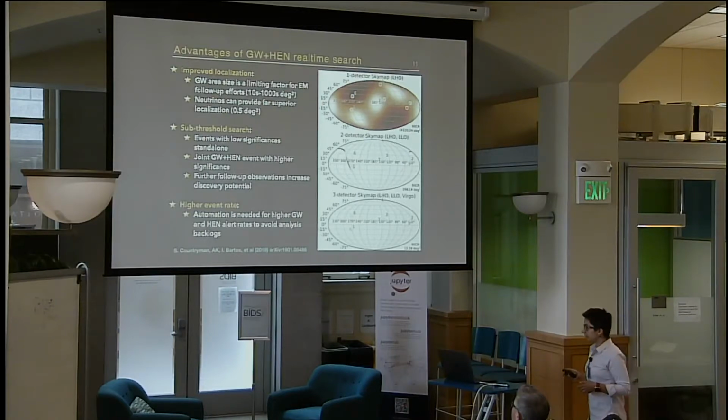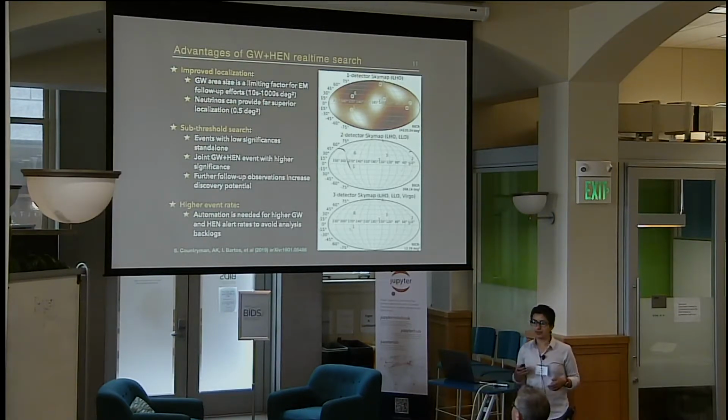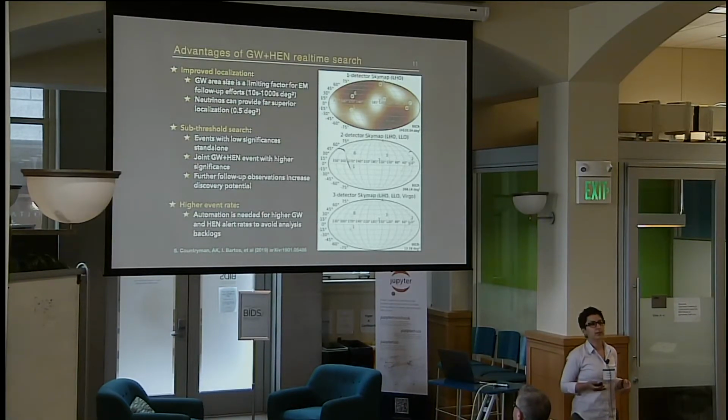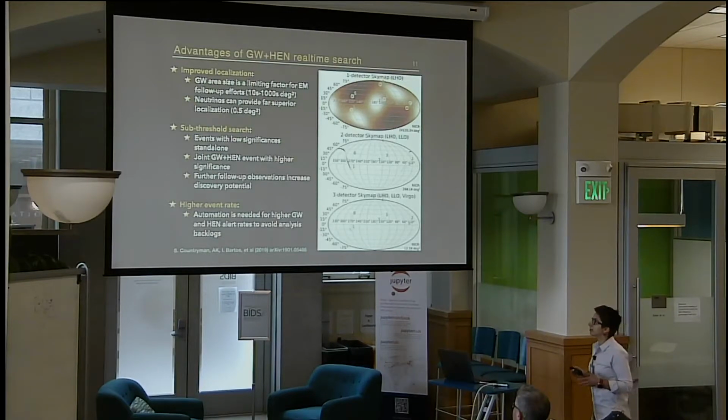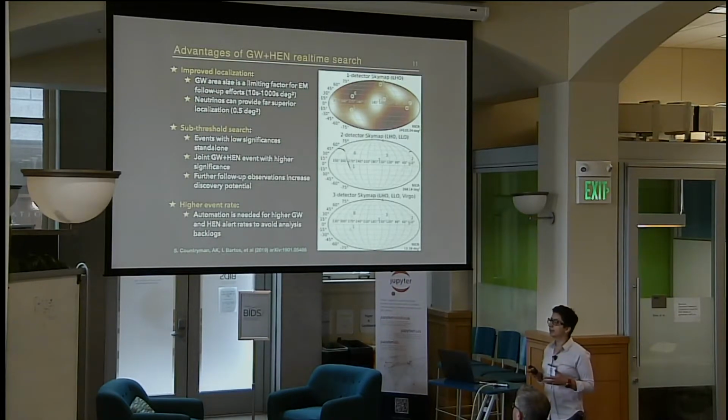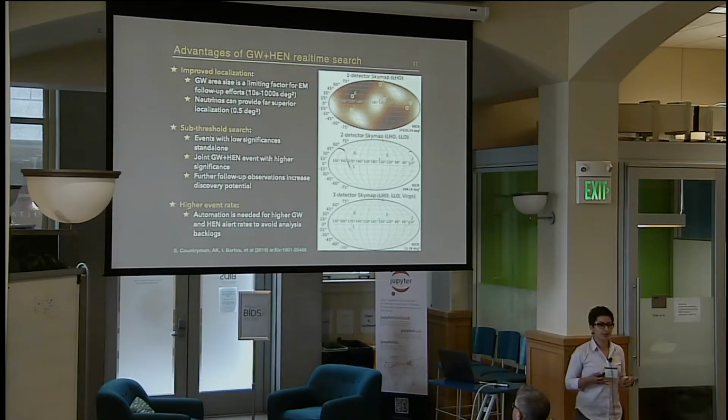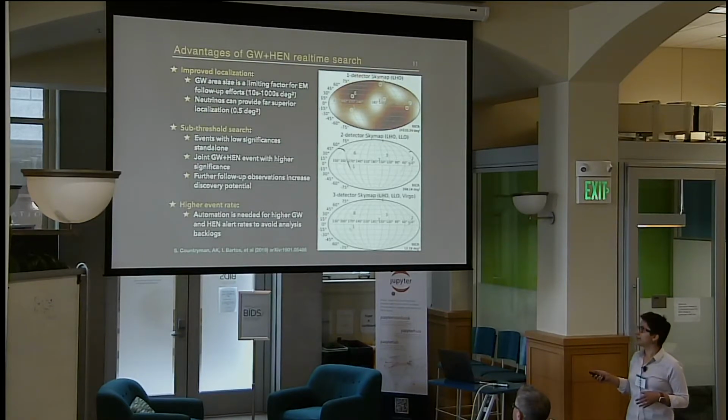So on the other hand, neutrinos have a better angular resolution, about half a degree in most of the cases, so it can localize the location of the event much better, and it will be very helpful for the electromagnetic follow-up observations.